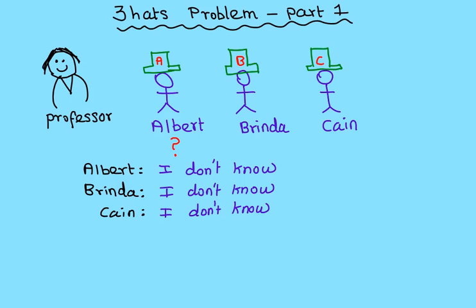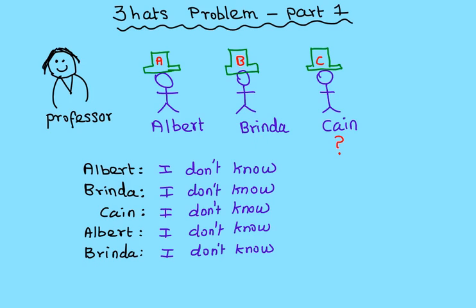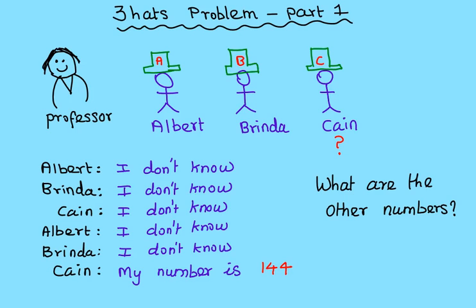He asks Albert again, do you know your number? Albert again says, I don't know. Then he asks Brinda again. She again says, I don't know. Then he asks Cain again. This time Cain says, yes, my number is 144. Now the question is, what are the other numbers?